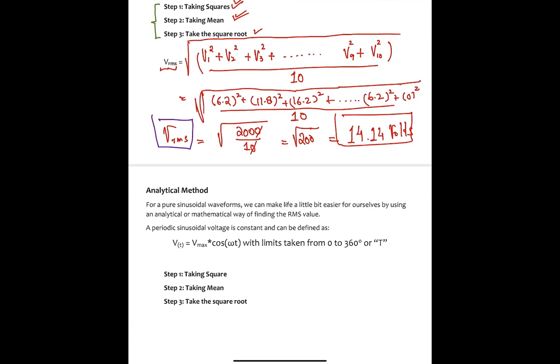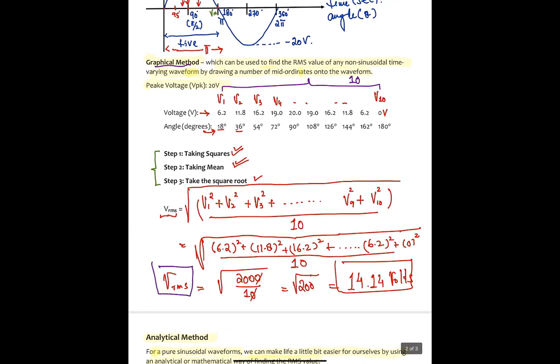Now the other method requires an extensive amount of calculus and trigonometric function background, so I'll try to explain as much as I can, but I want you to focus over here. Now, the analytical method to calculate VRMS. For a pure sinusoidal waveform, we can make life a little bit easier for ourselves by using an analytical or mathematical way of finding the RMS value. I just want to go back here and explain that this graphical method could actually be implemented for any kind of alternating waveform.